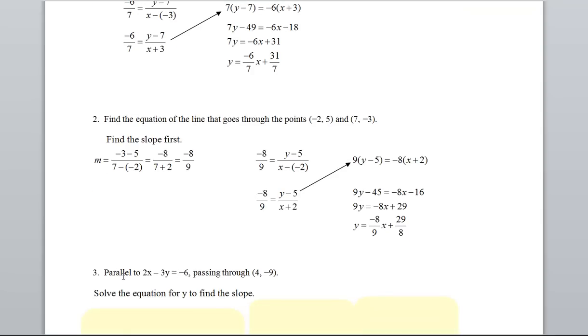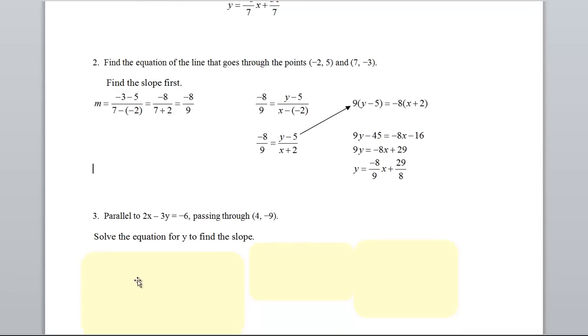Now let's look at this next problem. Parallel to 2x minus 3y equals negative 6 passes through the point. So they gave me a point, but they're giving me information here. They're telling me that the line I need to find is parallel to this one, but if you remember, I can find the slope of this one by solving for y. So let's do that.